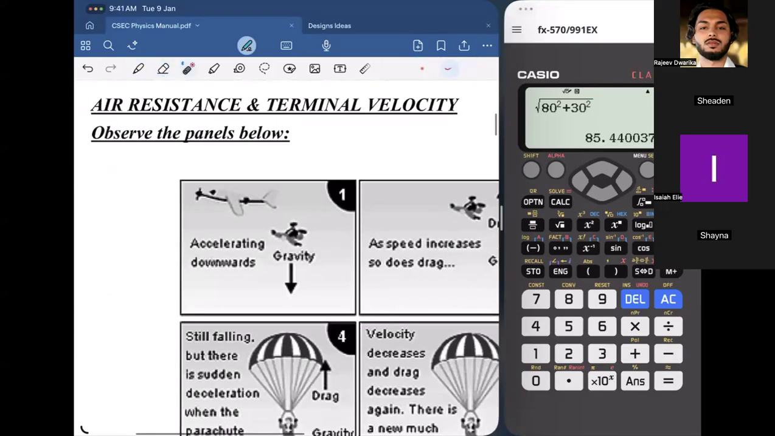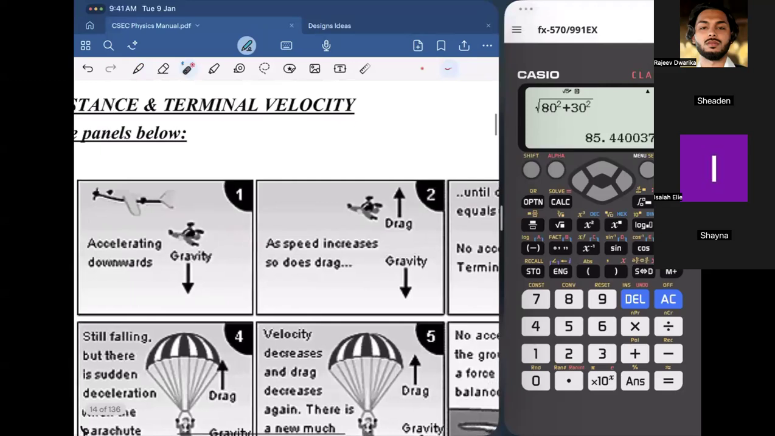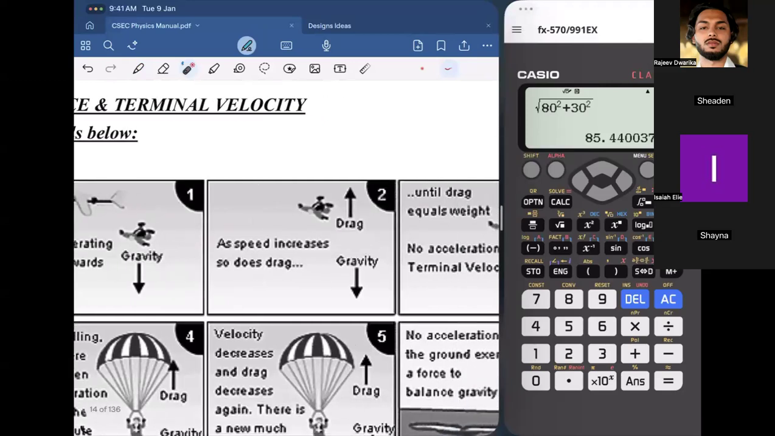Let me just say somebody get pelted off a plane. This person looks like they get pelted off a plane. Wouldn't they start to accelerate downwards because of gravity? We see it now, right? Makes sense. Yes. Right. As speed increases, so does drag.